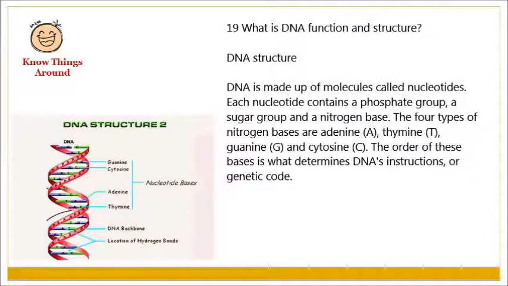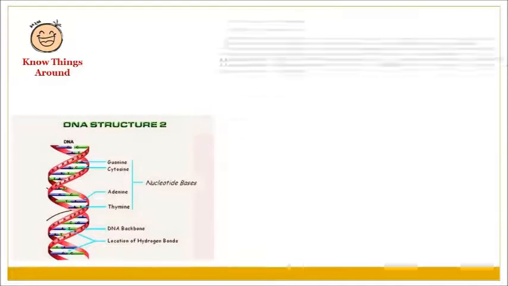What is DNA function and structure? DNA is made up of molecules called nucleotides. Each nucleotide contains a phosphate group, a sugar group, and a nitrogen base. The four types of nitrogen bases are adenine, thymine, guanine, and cytosine. The order of these bases is what determines DNA's instructions or genetic code.